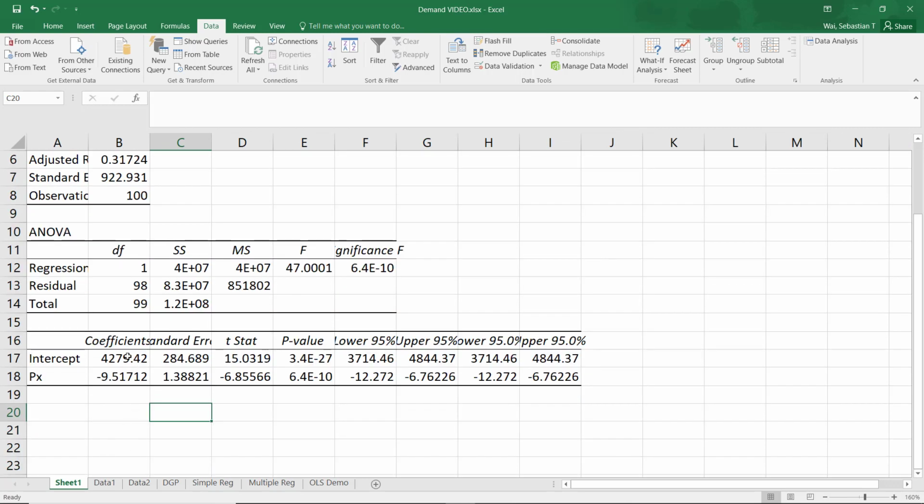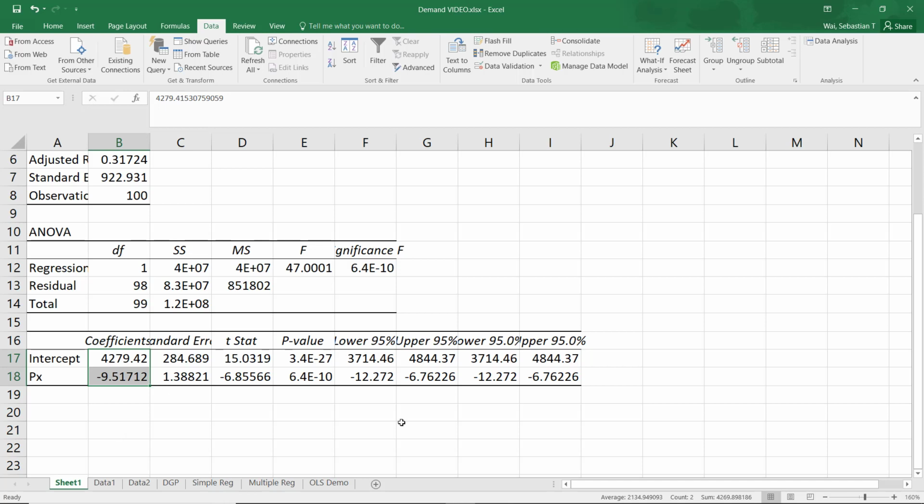The numbers we're interested in right now are these two right here. Where it says intercept, that is our beta naught hat, and where it says px, that is our beta 1 hat. A common mistake is for people to say that px is negative 9.5, but that's not the case. Remember that price can't be negative, that doesn't make sense. Negative 9.5 is the coefficient estimate that sits next to the price of x in the equation.